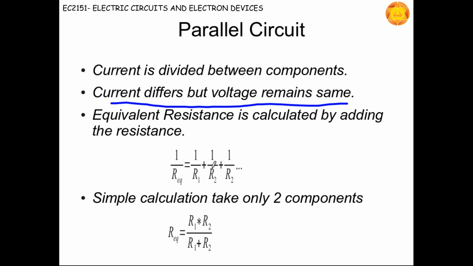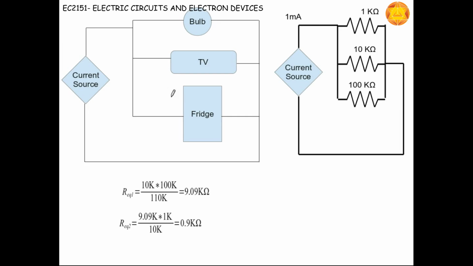Generally, for simplified calculations, we take only two components, reduce them, and then with that value we reduce it with the third component. So for simple calculation, we can consider R equivalent equals R1 R2 divided by R1 plus R2. This is a very important formula and it should be memorized by the student. This is a sample parallel circuit where I have connected the bulb, TV and fridge in a parallel combination.